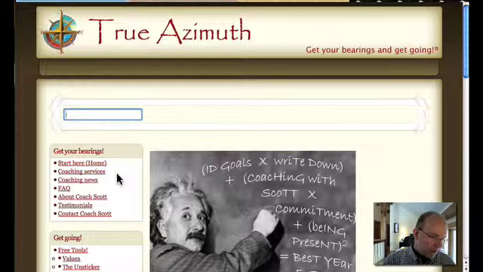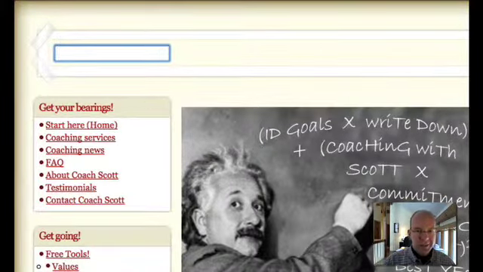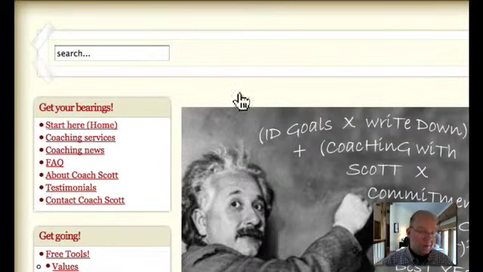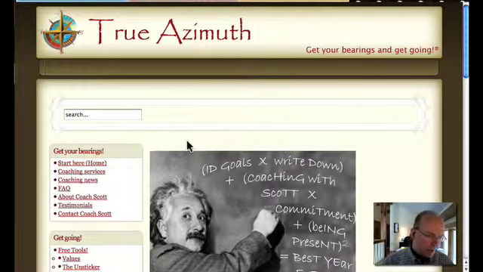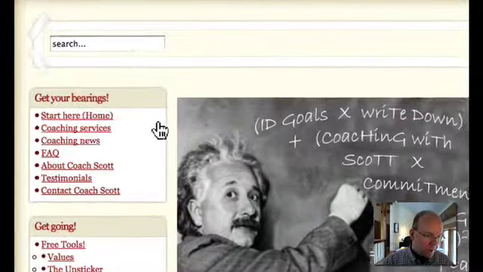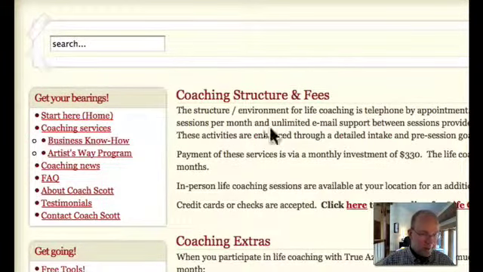Now, quick word here, start here. When I first got to this site, the first thing I wanted to click on was this, because it says start here. And I'm maybe ready to start coaching, so what am I going to do? I'm going to click start here. But this is actually the home button link, so it doesn't take me anywhere, and that's a little disappointing. So I'm not sure what to do next other than go to coaching services, which then takes me into coaching structure and fees.